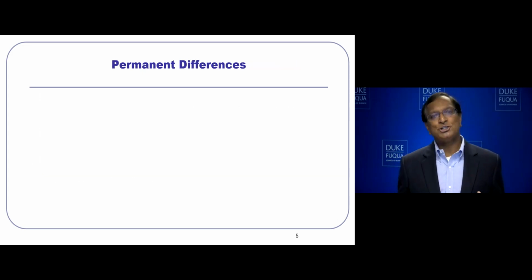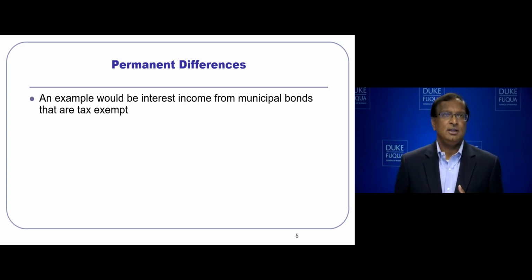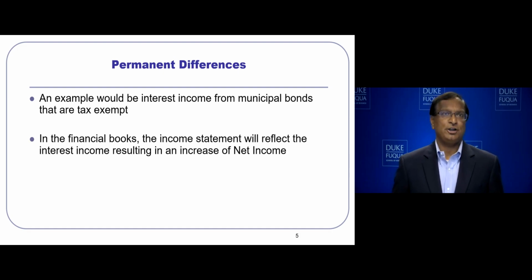Now, because we have two sets of books, there are differences. And we can categorize them into two types. The first one is the permanent difference. And let's use an example to illustrate that. Let's say a firm has interest income from municipal bonds that are tax exempt, meaning they are not taxable from the tax authority's point of view.